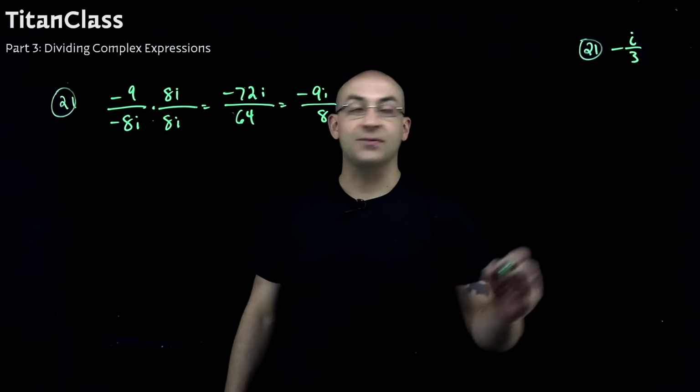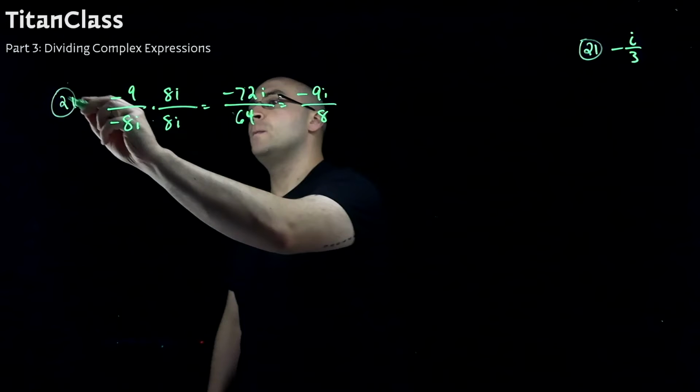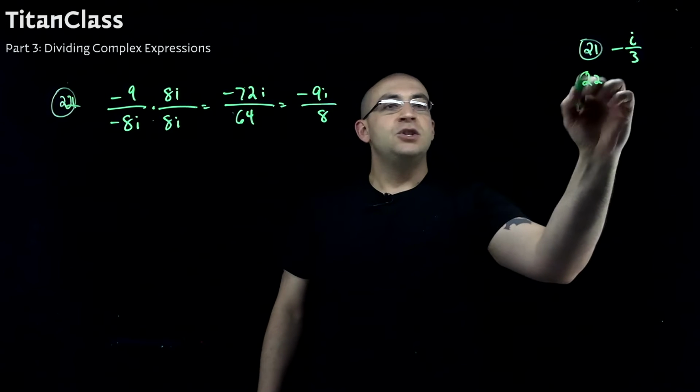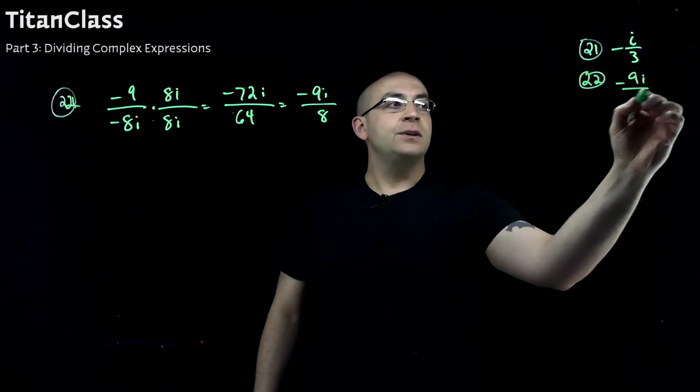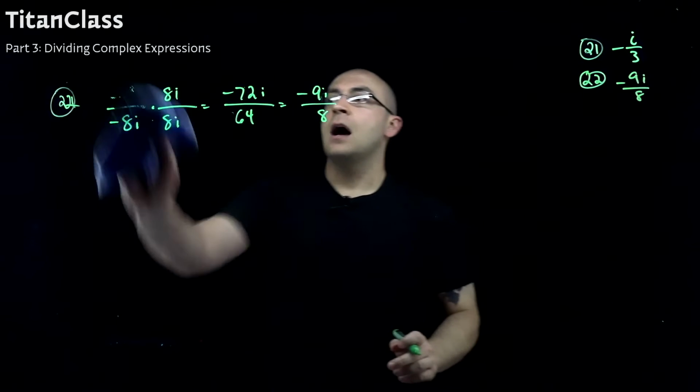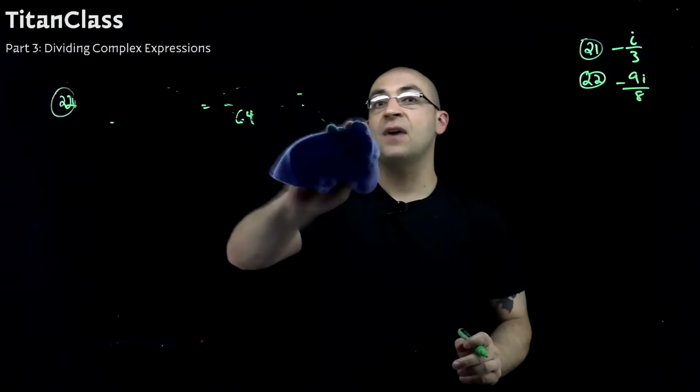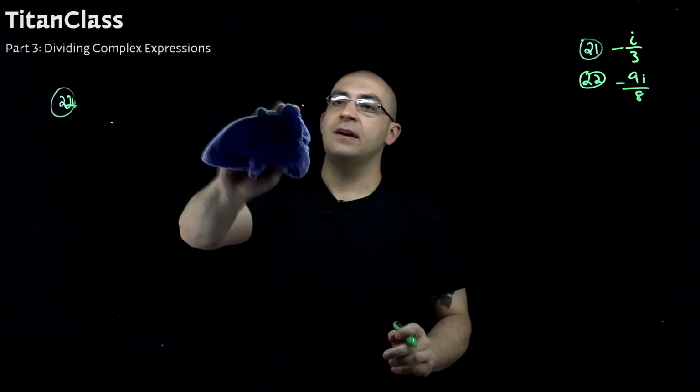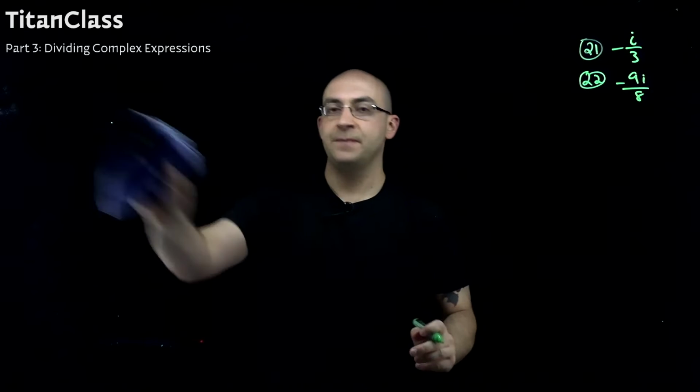So my answer for number 22 is going to be negative 9i over 8. And again, i can be in the numerator. It's fine in the numerator. It's when it's in the denominator that makes a big mess, right? 23.